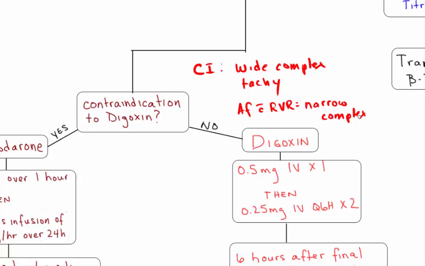If used in a patient with wide complex tachycardia, which is typically associated with a pre-excitation syndrome like Wolff-Parkinson-White, if we gave digoxin in that case, then you could precipitate VFib, and that is going to take the patient down a bad pathway. That's the pathway towards pulselessness.